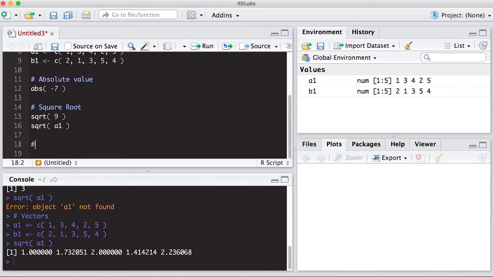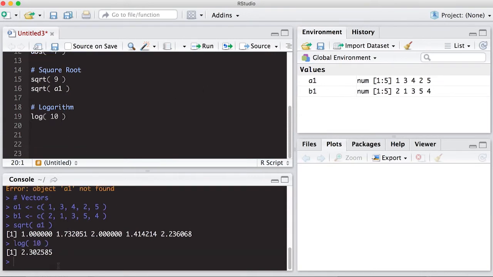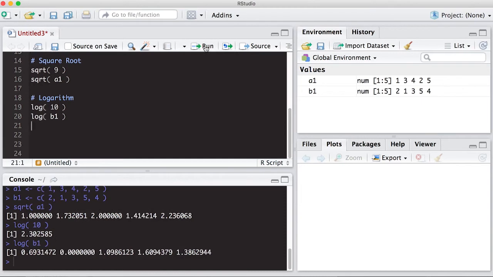All right, another common one is logarithms. There are different versions of log. There's the natural log, log base 10, log base 2 if you like. But here it's log. If I put in log of 10, we can see that this is log base e by default. It's the natural logarithm. And if I put in a vector, B1, let's say. Remember, any number you put in has to be greater than 0, or otherwise it'll scream at you. And we get the log of the values here.